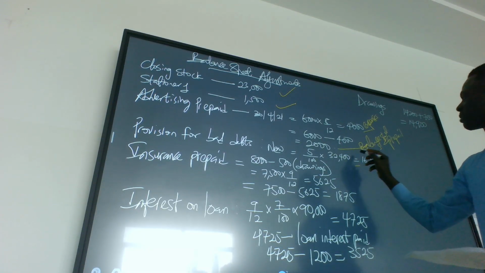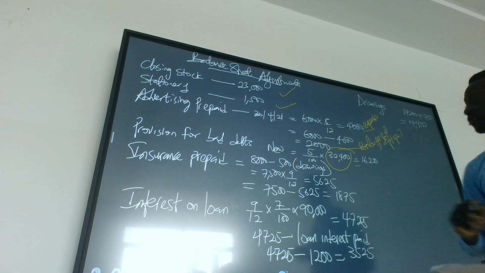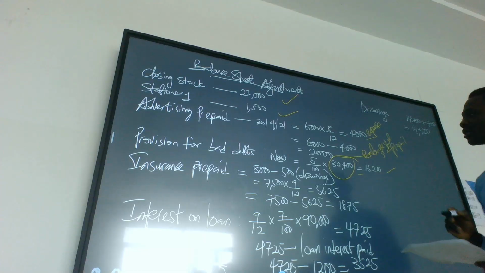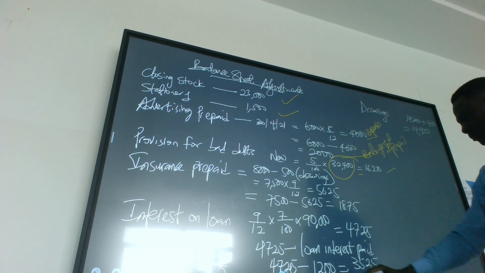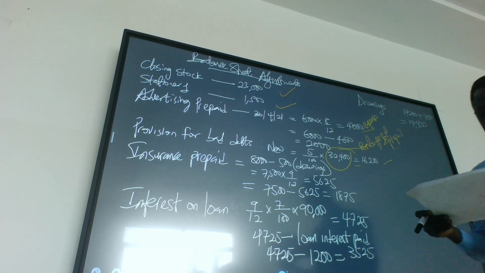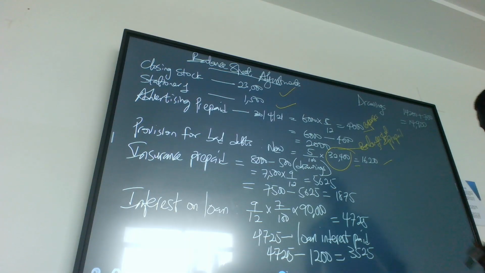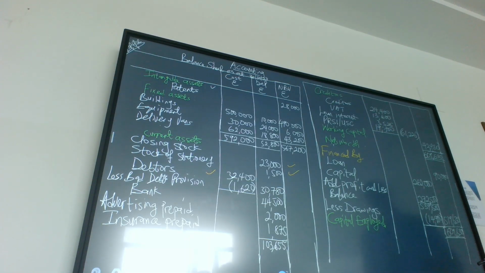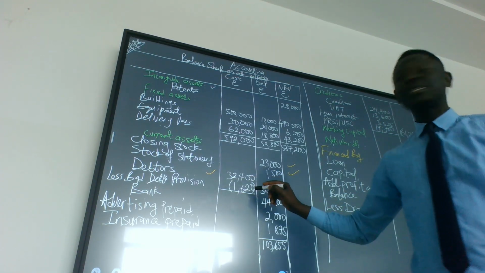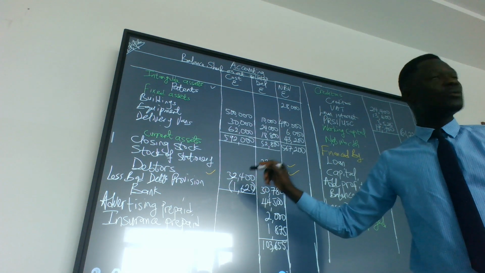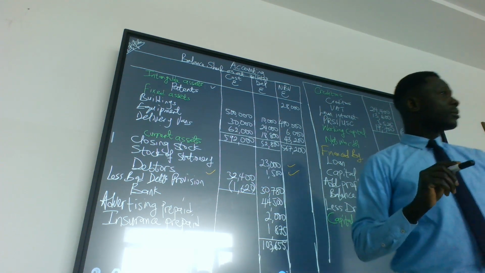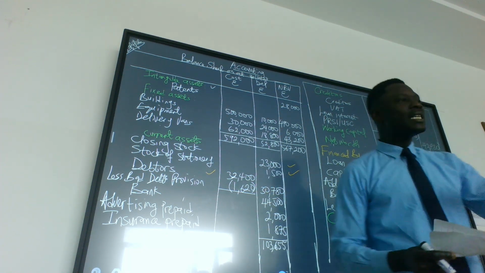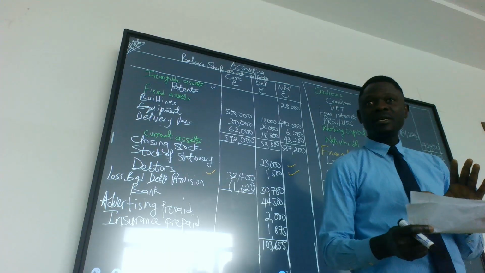So here they said 5% should be made. 5% of the total debtor, that's 32,400, gives us 1,620. 1,620. Do you get that? So look at your balance sheet. Debtor is 32,400. You take away 1,620 to get the value of debtor. 1,620 is our new provision for bad debt.